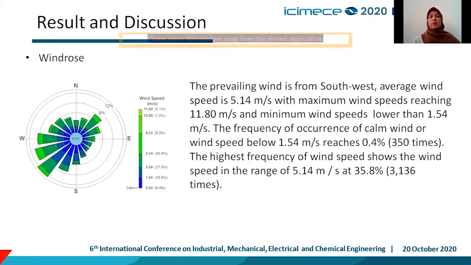This is the wind rose that we get from the meteorological data. The prevailing wind is from the southwest with an average speed of 5.14 meters per second. Maximum speed reaches 11.8 meters per second, and minimum speed is lower than 1.45. The frequency of calm wind, or wind speed below 1.45 meters per second, reaches 0.4%. The highest frequency shows wind speed in the range of 5.14 meters per second at 35%.